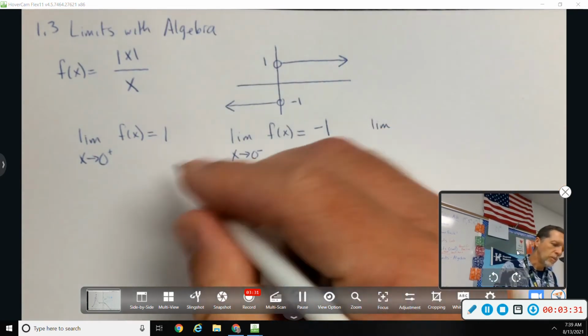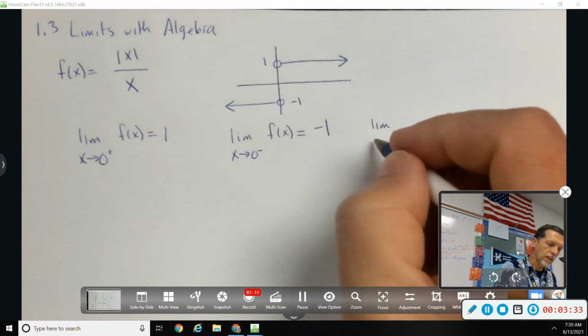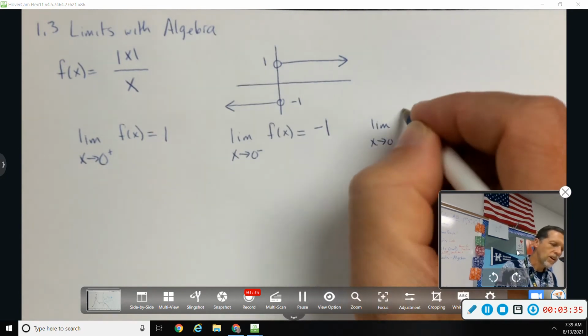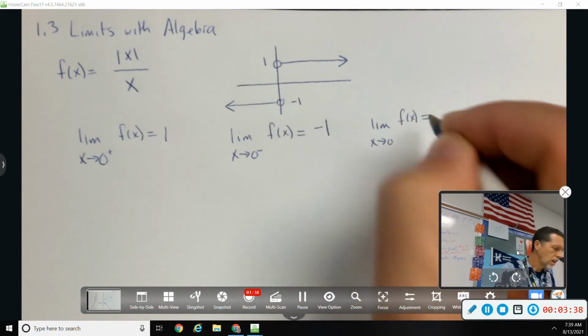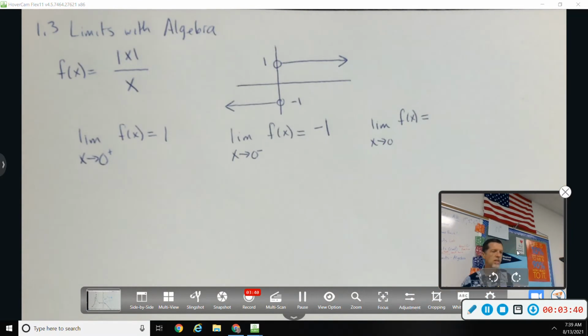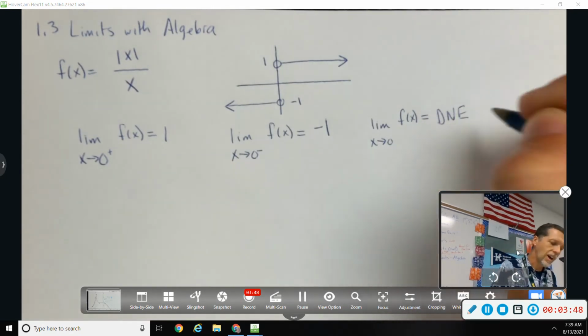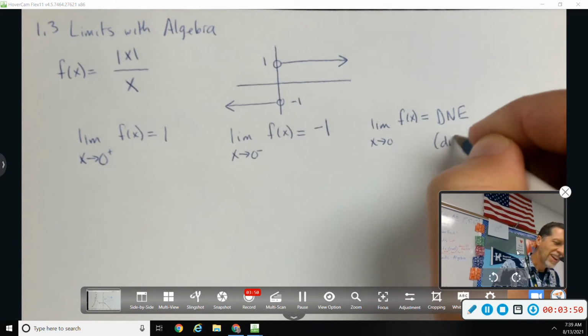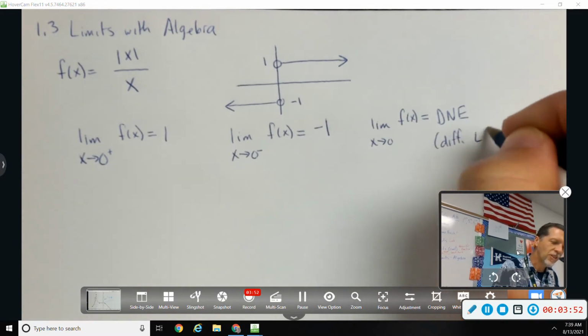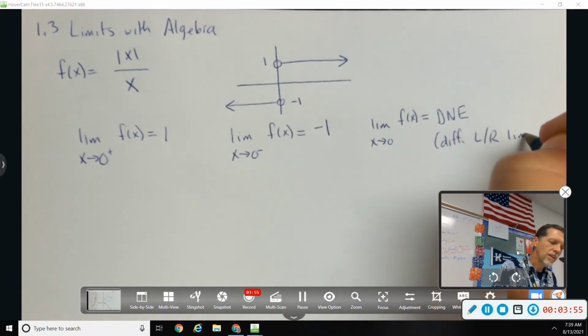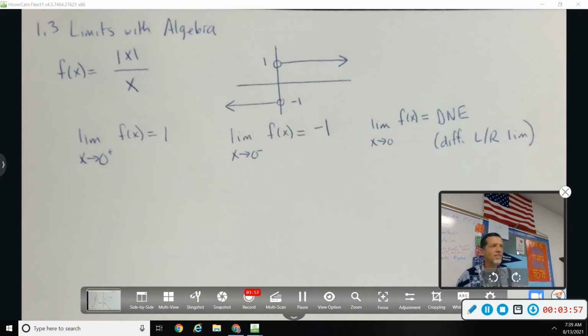And then if we don't put a left or right on there, if we just say limit as x approaches 0, what's that limit equal to? Does not exist. Okay. Yes, you're right. Well, we officially want to say it has different left and right limits. But yeah, it's 2 different places. So there's not really one answer. There's 2 answers, which means there's not an answer.